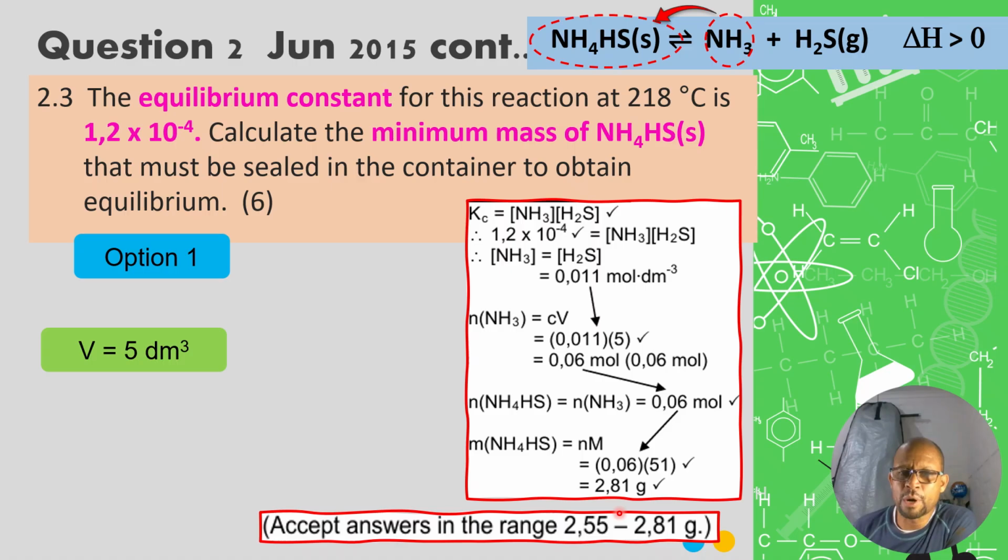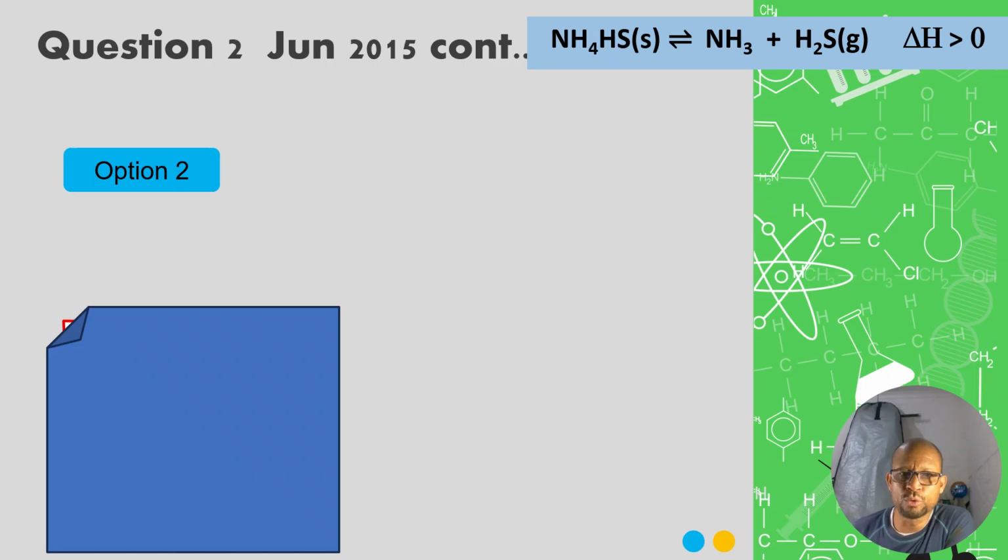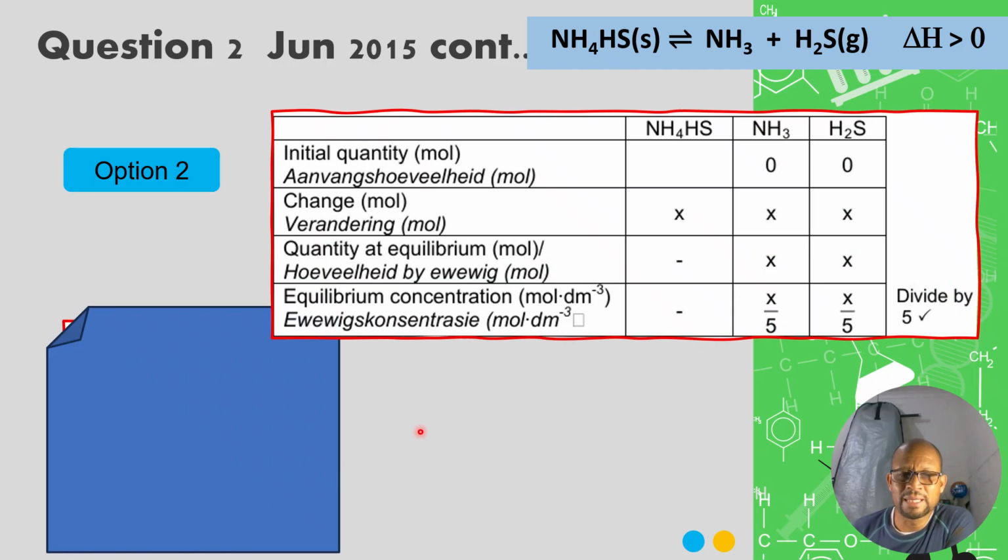Now, depending on the periodic table and the values that you're going to use for molar mass, you should get a value between 2.55 and 2.81. Any value between that, including those two values, will be accepted. So that's the answer if we use option 1. Option 2, we can make use of the table. This is the RICE table, or the ICQ or ICQE table.